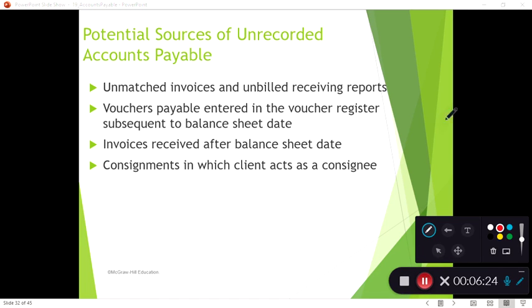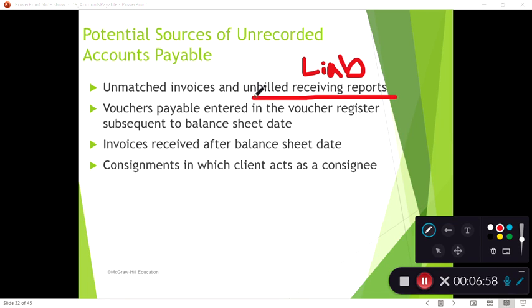Some other areas we would look at are receiving reports that did not have an invoice before year end. It's possible that the client received the goods before year end, but didn't get the invoice until after year end. Well, in that case, you still have a liability, right? It doesn't matter that you didn't get the bill until after year end. We're doing accrual accounting. We're not doing cash accounting.